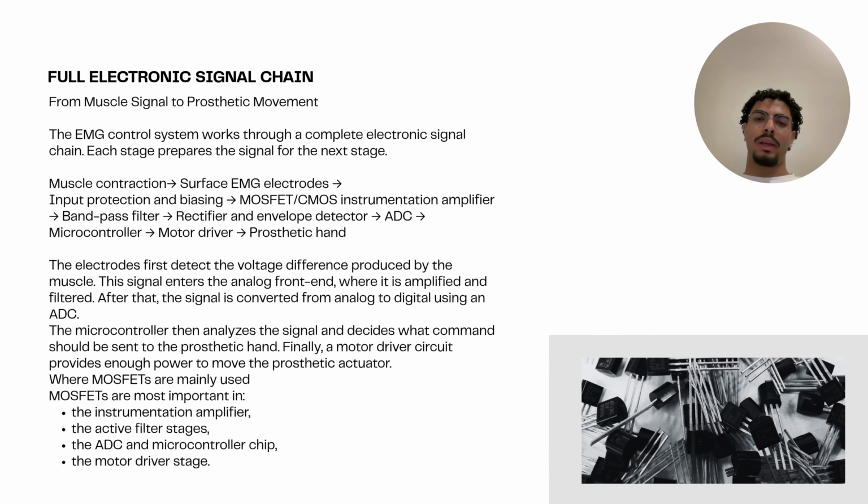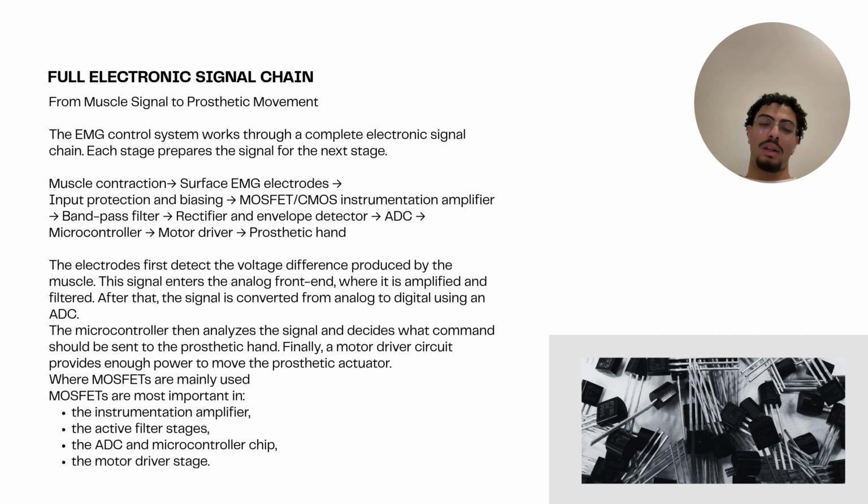So, we spoke about why raw EMG signals are not fit for direct use. Let's talk about how we process them. The full electronic signal chain of processing starts from the muscle contraction all the way to the prosthetic movement. The process starts with muscle contraction. The muscle contracts, and surface EMG electrodes detect the small voltage produced by the muscle activity. Then the signal goes into what we call an input protection and biasing stage. This helps protect the circuit and prepare the input signal.